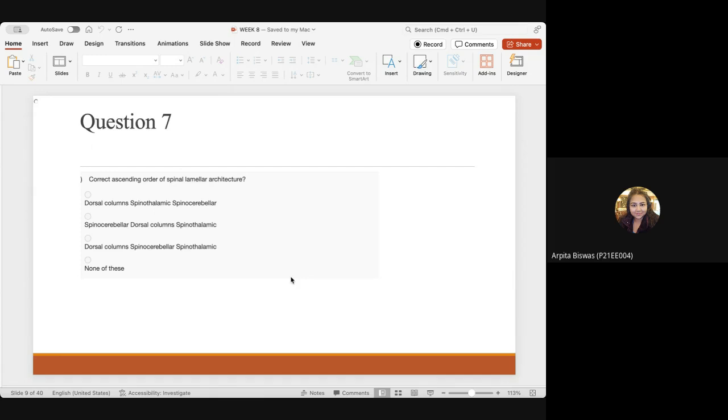Correct ascending order of spinal laminar architecture: dorsal column, spinothalamic, spinocerebellar, and option B is spinocerebral and dorsal column, then spinothalamic, or option C is dorsal column, spinocerebral, and spinothalamic, and option D is none of the above. So what is the right option? The right option is option A, dorsal column, then spinothalamic, then spinocerebral.